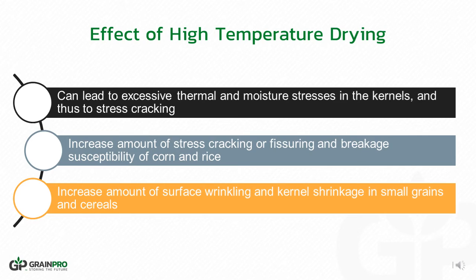Years of research and experience have clearly shown that the development of stress cracks can be minimized by avoiding overdrying and controlling the amount of moisture removed, with a drying rate of less than 5 percentage points per hour for corn and sorghum, 3 points per hour for soybeans, and 2 points per hour for rice.